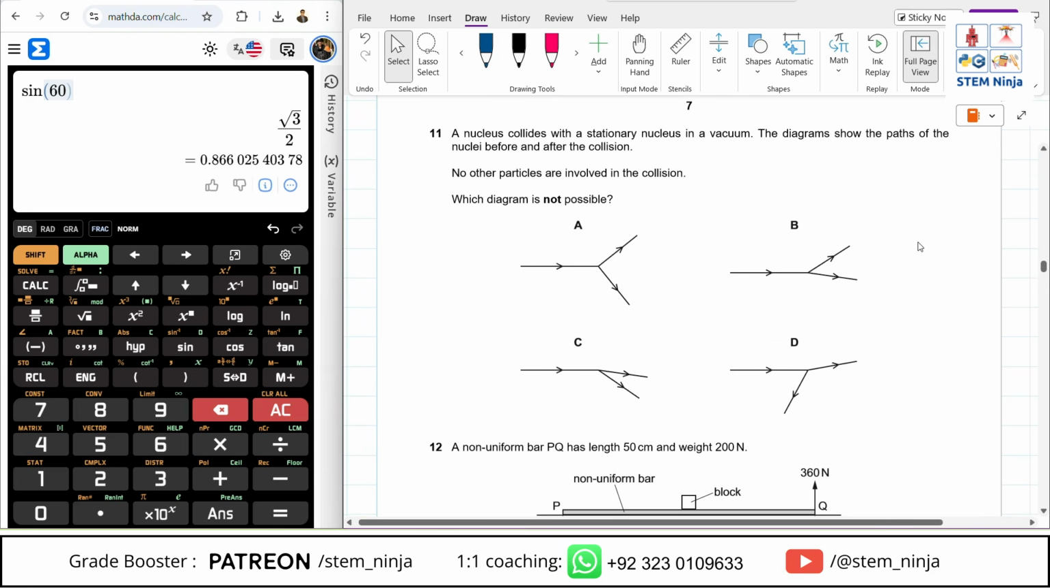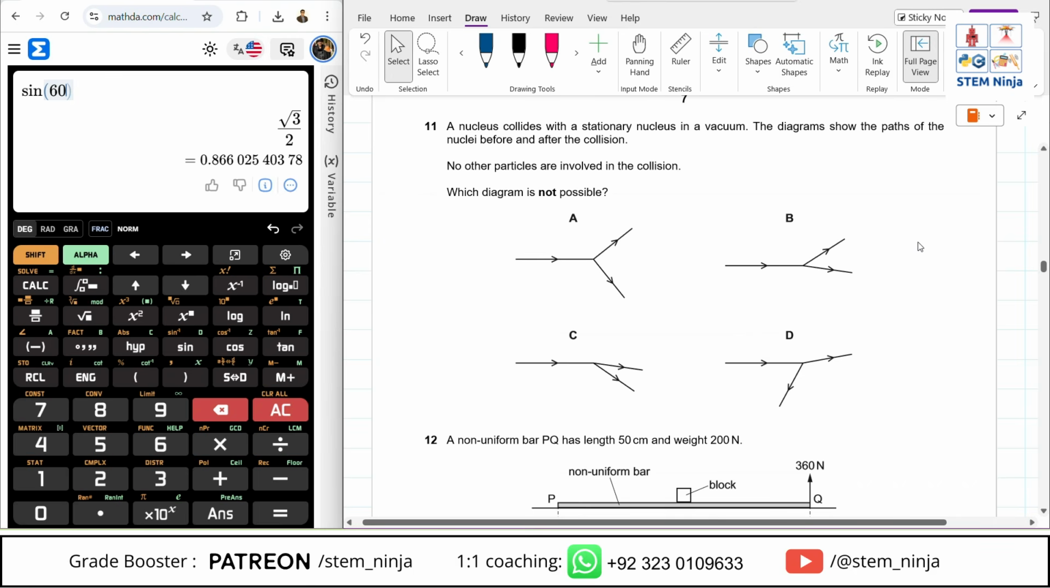Okay. A nucleus collides with a stationary nucleus in a vacuum. The diagram shows the parts of the nuclei before and after the collision. No other particles are involved. Which diagram is not possible? Okay, so one of them is stationary. Sorry. Okay. Which diagram is not possible?